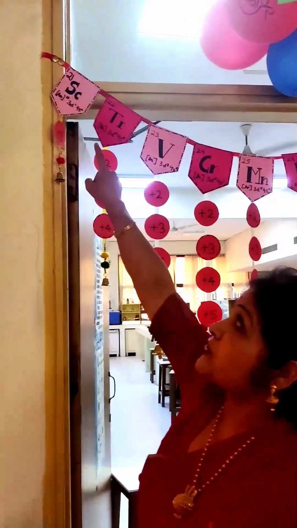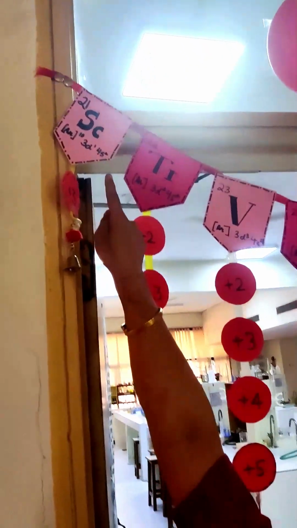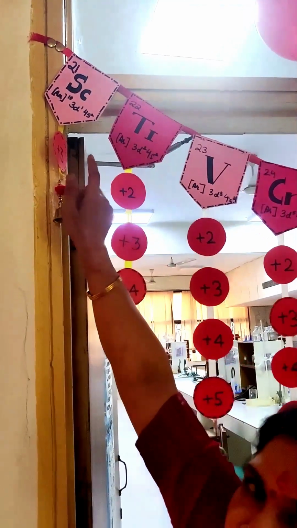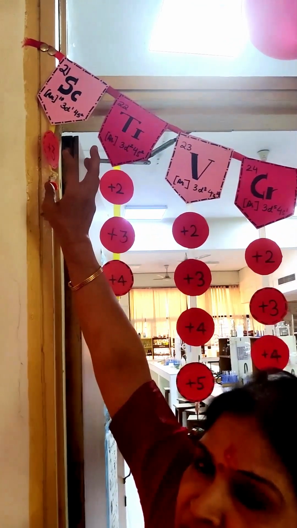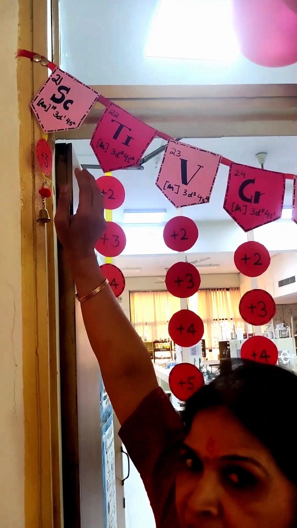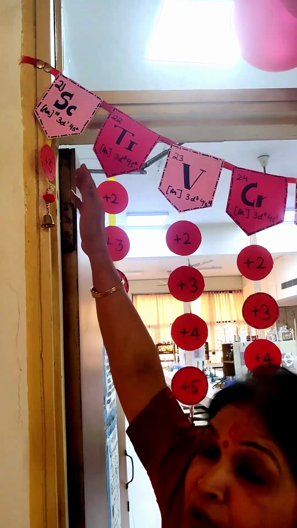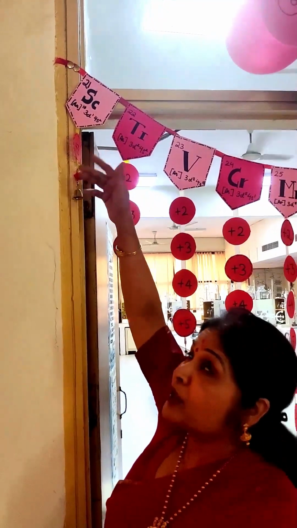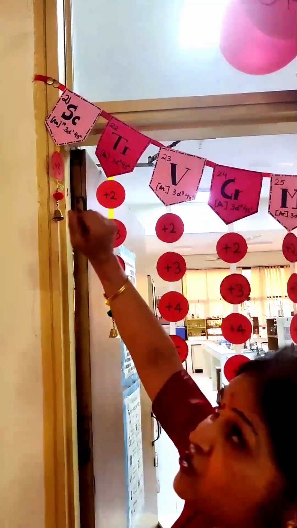And what is the configuration of scandium? Let's see what is written. Argon 18, 3d1, 4s2. So what is the outermost configuration? That is 3d1 and 4s2. So what is the total valence electron count? 3. So how many electrons can we lose from here? 3. So we see how many variable oxidation states are possible for each element.